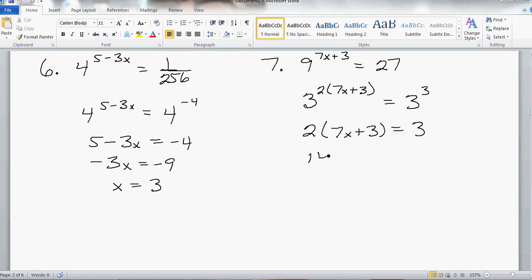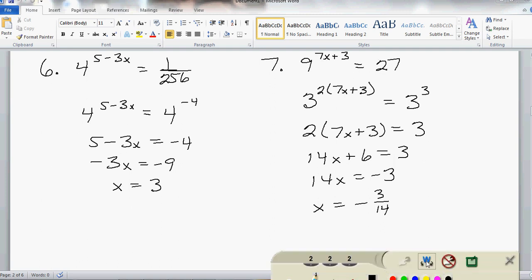Distributing here, 14x plus 6 equals 3, subtract 3, and divide both sides by 14. X equals negative 3/14. And that is the answer for number 7. Realize with graphing calculators, or actually a scientific calculator would do this, just simply punch in 9 raised to the 7 times negative 3/14 plus 3, and you better come up with 27. And it's not difficult to check these particular problems.